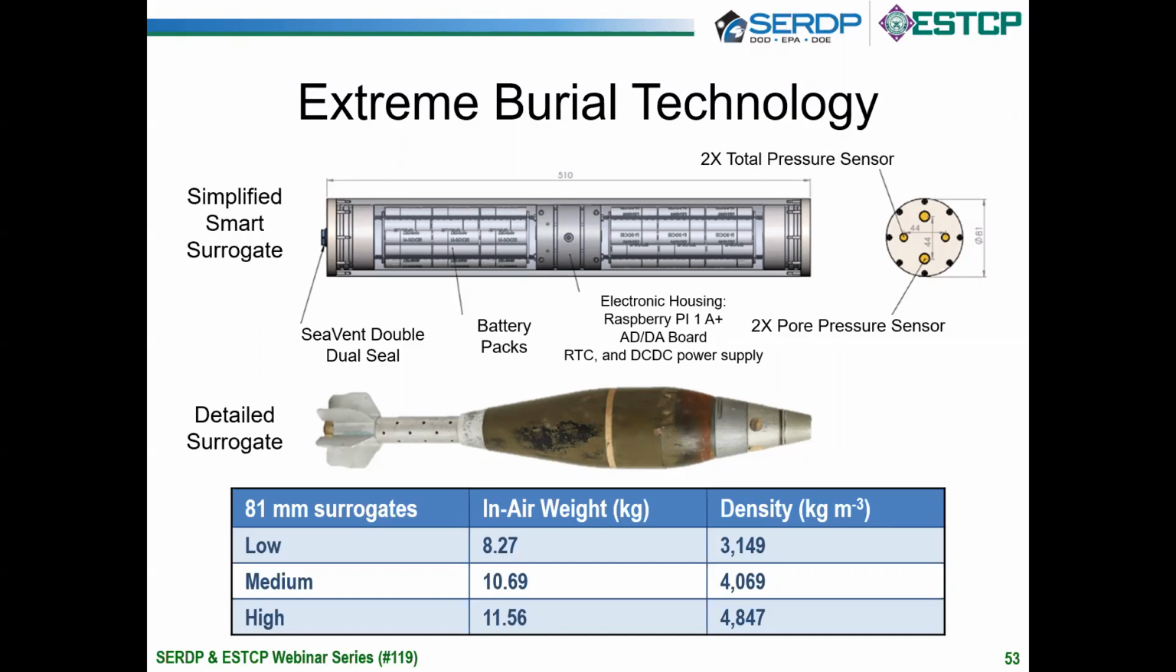And so the idea is to deploy 3 of these surrogates that are heavily instrumented with a range of densities alongside a detailed inert certified munition, and watch for the extreme burial, and see whether all of these 4 different surrogates that we will deploy follow the physics that we expect, that we looked at in the first half.